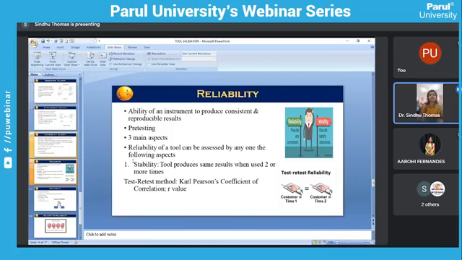The score is 0 if there is no correlation. 0.1 to 0.3 shows poor correlation, 0.4 to 0.6 shows mild correlation, 0.7 to 0.9 is high correlation, and a score of 1 shows perfect correlation. Usually for tools we go for a high correlation, and if the correlation is not between 0.7 and 0.9, then the items need to be rechecked and modified to bring the reliability within the range of 0.7 to 0.9. This is about the stability of the tool.